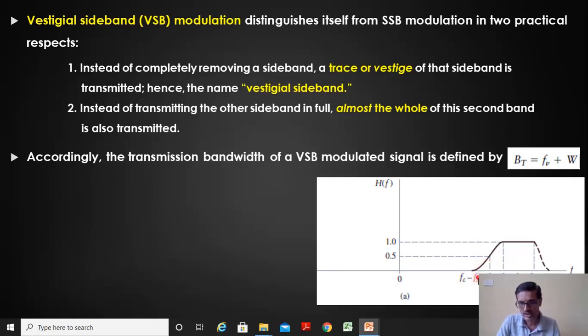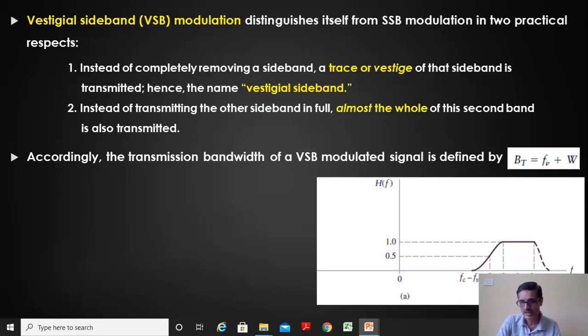That is, the amount is equal to FV hertz. It is FV below FC, so it is FC minus FV. That much of a portion of the lower sideband is also transmitted. So the upper sideband, and this constitutes a vestige or trace of the lower sideband. We are not transmitting the whole portion of the lower sideband.